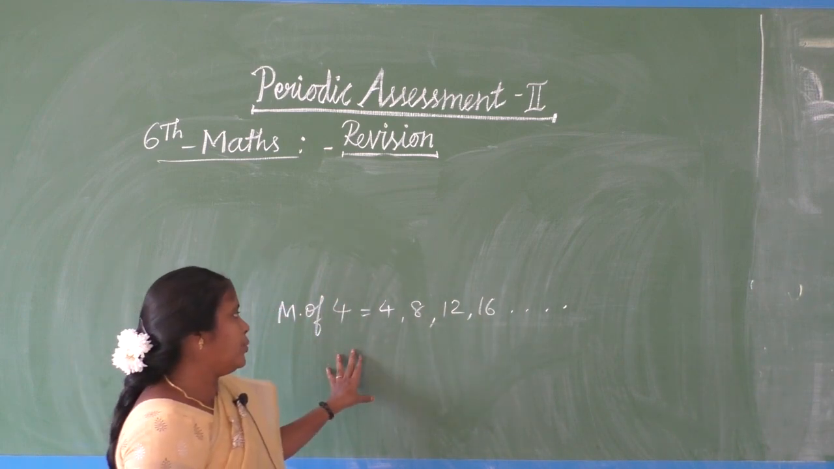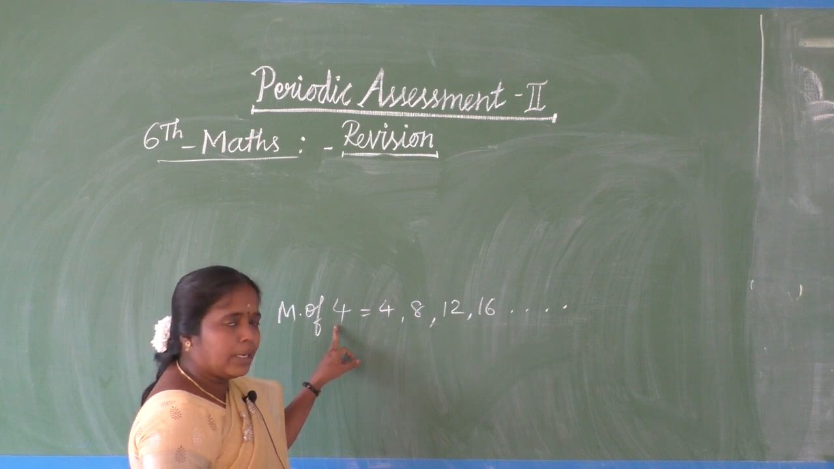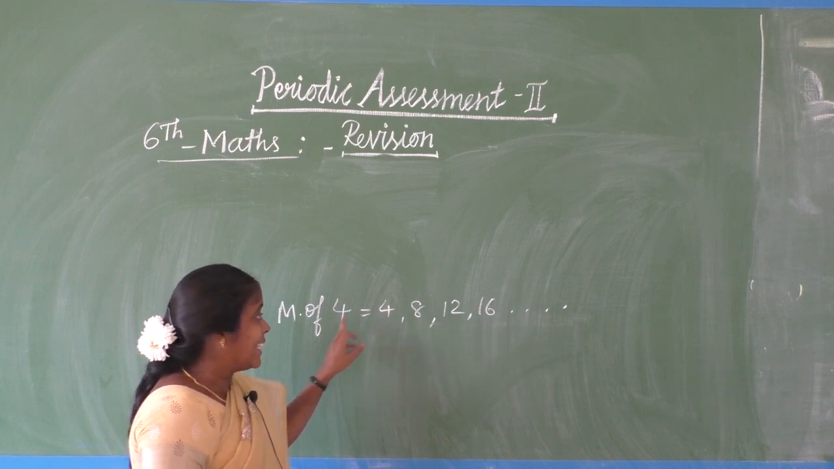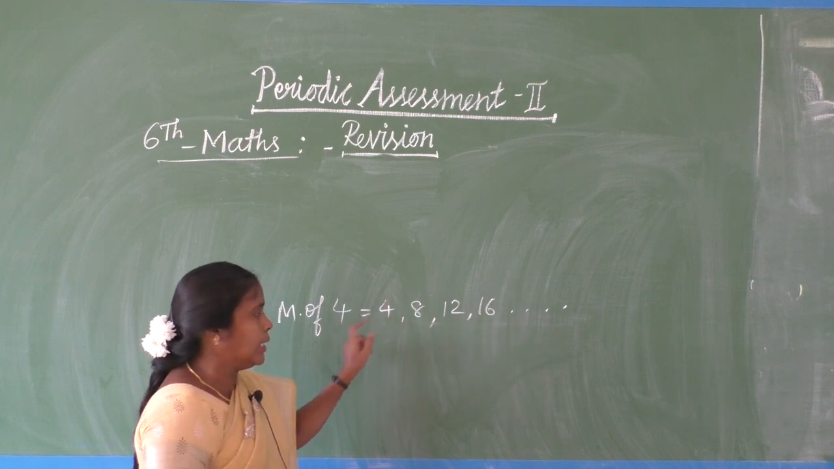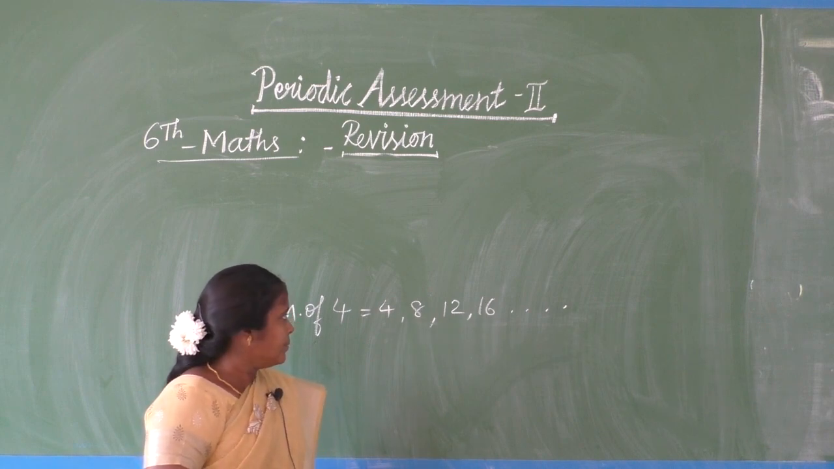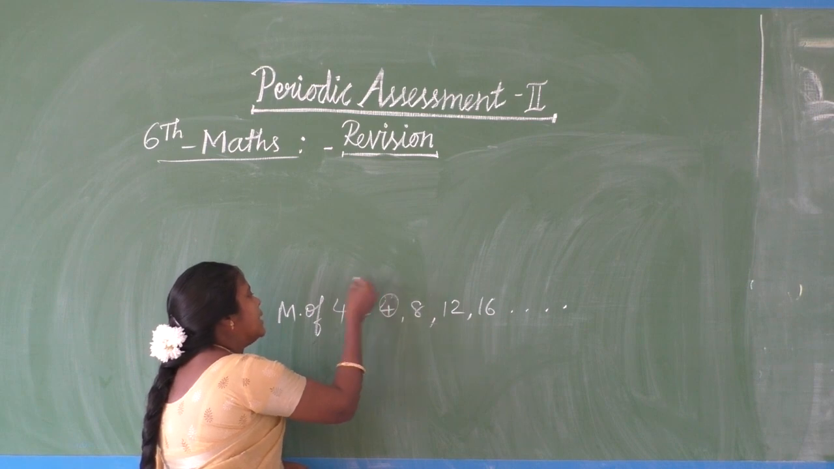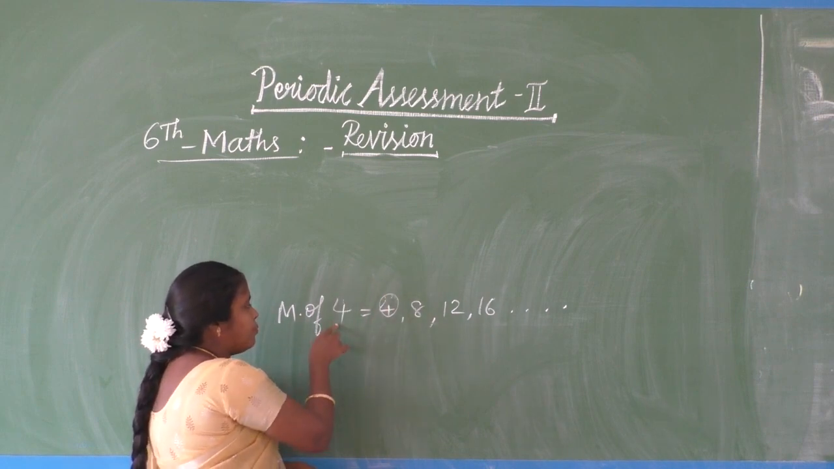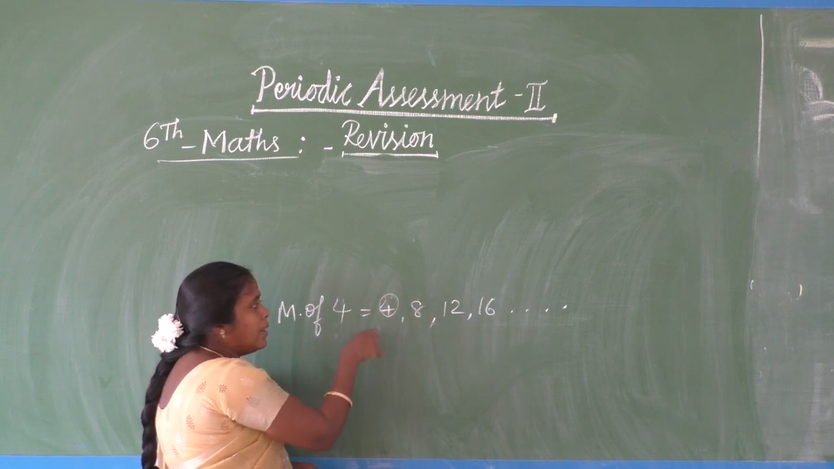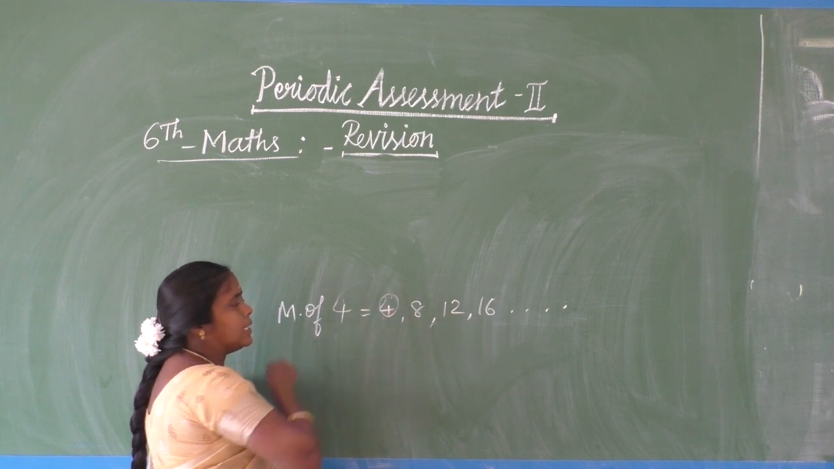So from this, what do you tell? Multiples of every number are greater than or equal to that number. Infinite. And also every number is a multiple of itself. See, multiples of 4 only we have written, but in that, 4 itself is a multiple.